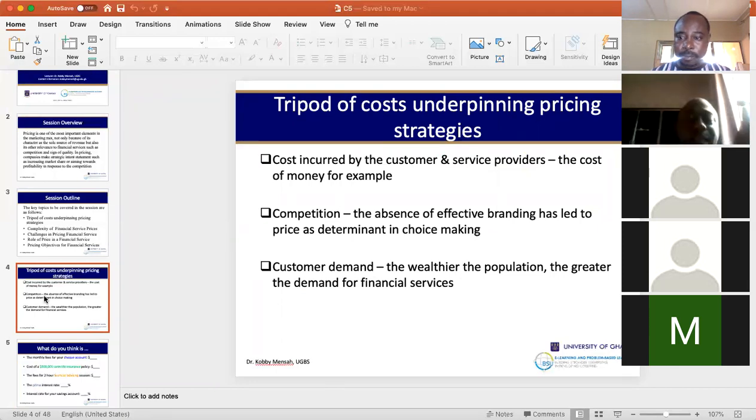So, cost incurred by the customer and service providers, the cost of money, for example. I'm not too clear on this one. I was thinking of cost incurred by the service provider, but not the customer. Yeah. When you are actually having a price consideration, you want to.